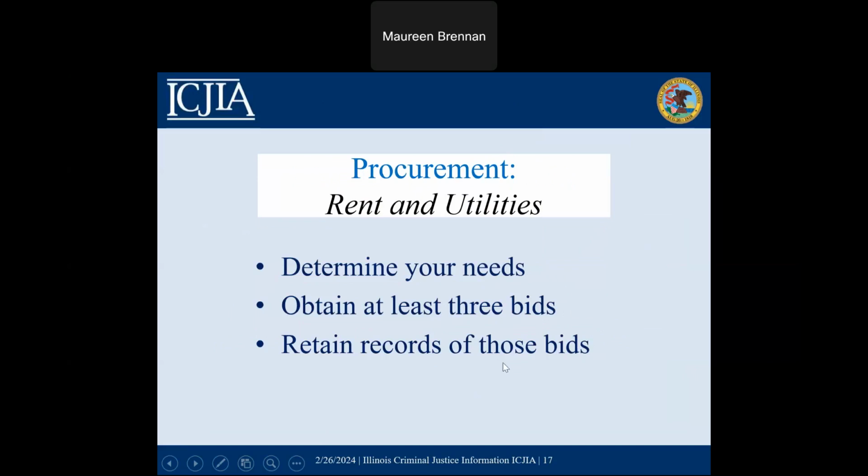Let's look at the different processes for different kinds of contracts. Your rent and utilities, we're not going to issue an RFP for electrical service. First, you're going to determine your needs. You're going to obtain 3 bids. You're going to see if there are multiple electrical service providers, and you're going to retain records of those bids, and that will demonstrate the reason that you went with the provider that you did.